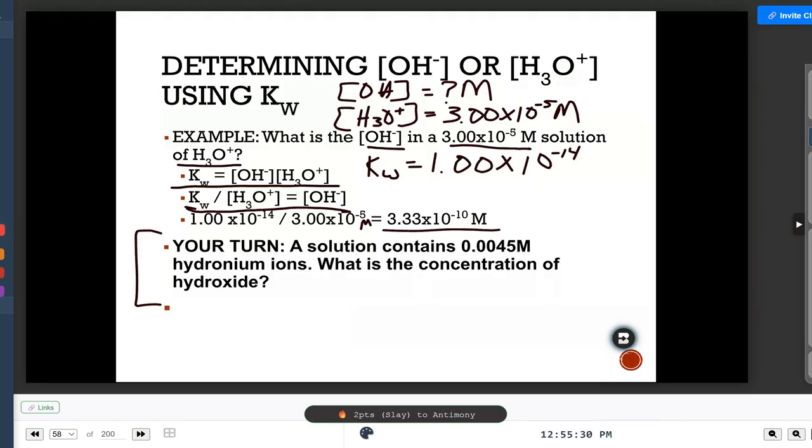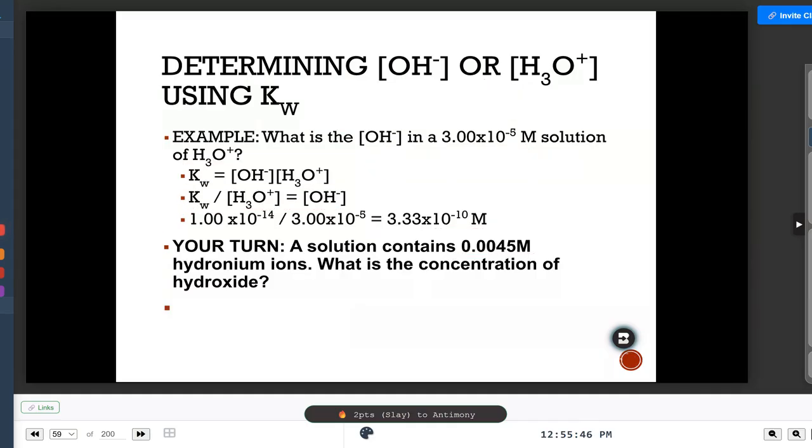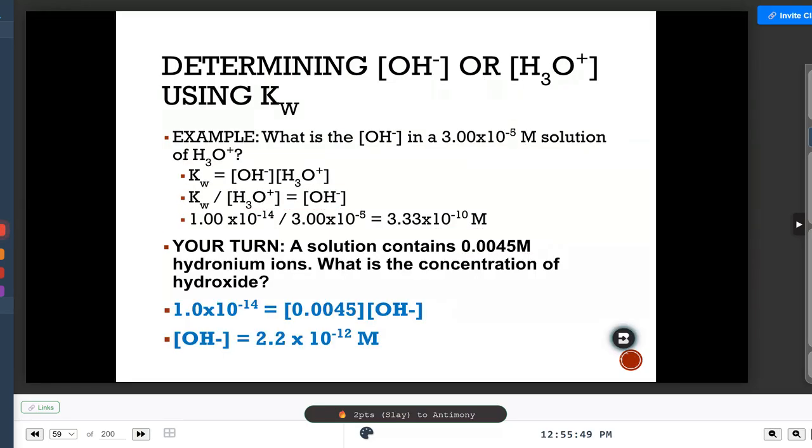All right, so on this one you should have had the same work that we just showed you, right? But we just had a different number in there. We would have had this 4.5 times 10 to the negative third number that we would have divided by instead of the 3.00 times 10 to the negative fifth. If you plug all that in, you should have got an answer of 2.2 times 10 to the negative 12th molar. If you did not get that, that means you are still using your calculator just a little bit incorrectly, and I need to come around and help you.